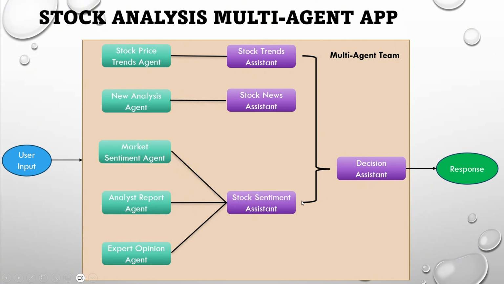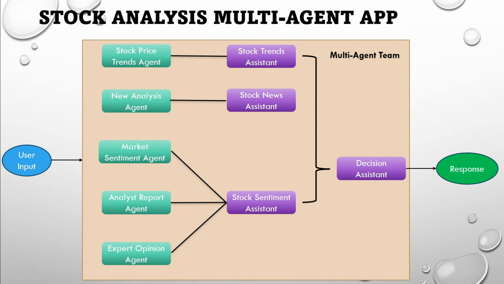And all of these assistants will be messaging within the thread. And all these messages will be provided to the decision assistant, who will do the analysis on what they have provided and finally give us the decision whether we should invest in a stock or not. And once that is done, we'll get a response.